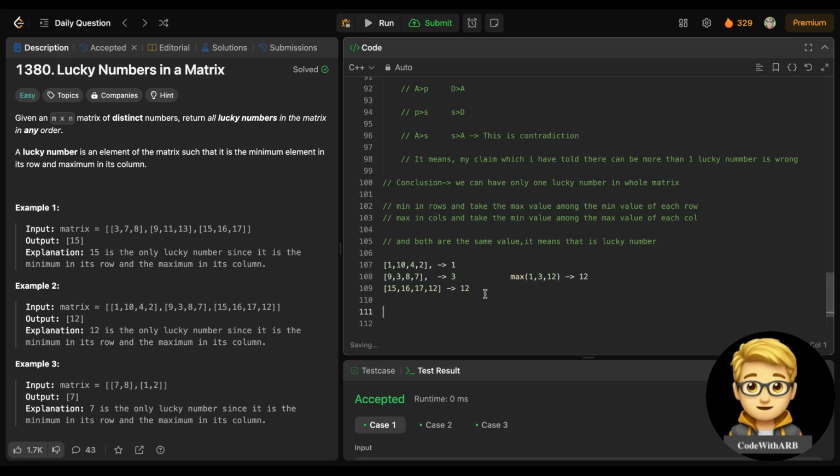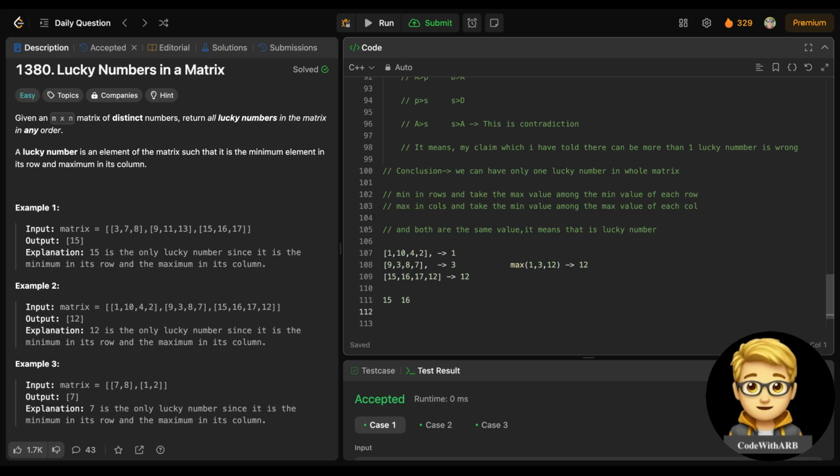Now for columns, I need to find the max value of each column. For 1 and 15, the max value is 15. For 10, 3, 16, it would be 16. For 4, 8, 17, it would be 17. And for 2, 7, 12, it would be 12. And we need to find the minimum between them, which is of course 12, out of 15, 16, 17 and 12. So the answer is 12, and both are equal.